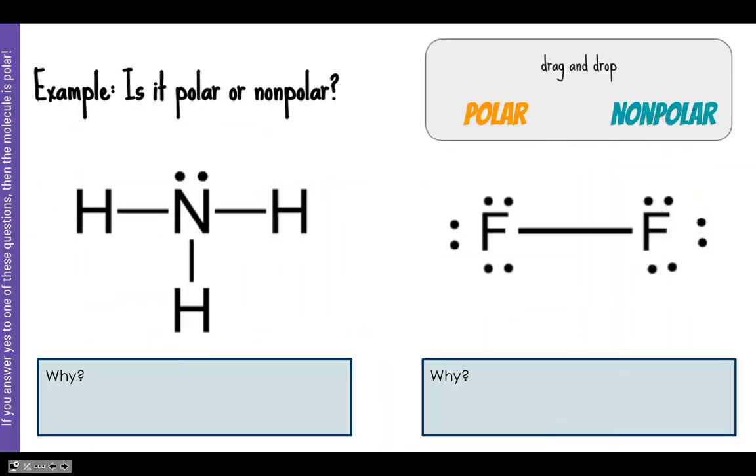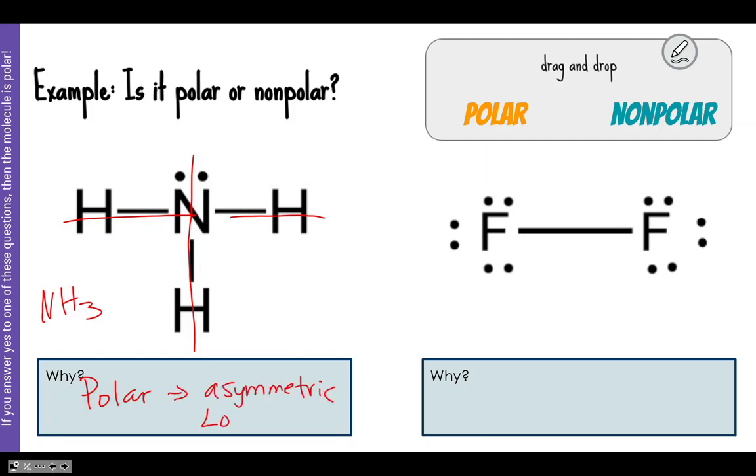Alright, now we're going to practice by looking at the Lewis dot structure. We're looking over here at ammonia, NH3. We can cut it this way, but can we cut it that way? No, so this one's automatically polar. It is asymmetric. It has a lone pair on the central atom.